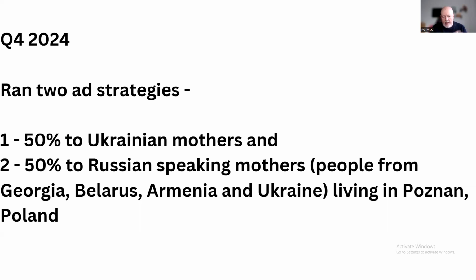In other words, as I said a few moments ago, people from Moldova, from Georgia, from Belarus, from Armenia, from Ukraine. So from all of those countries, but they've been displaced and they're living in this state, the state of Greater Poland. The city predominantly being Poznan. This is the central city in this state. This is the 5th largest city in Poland.